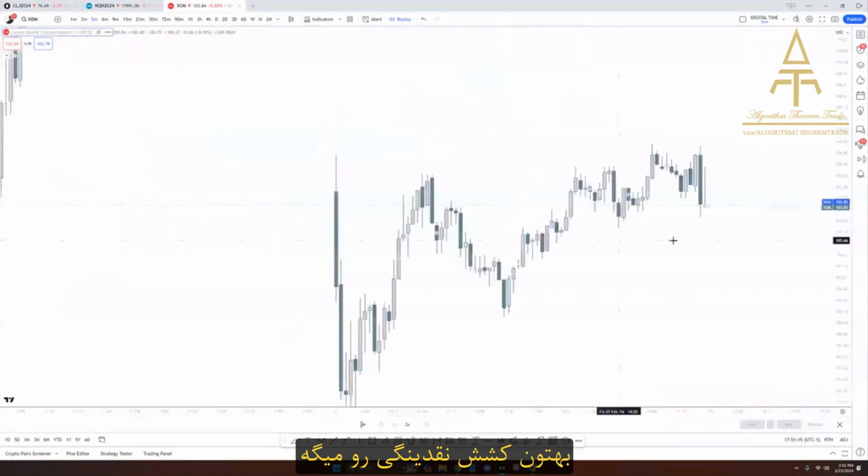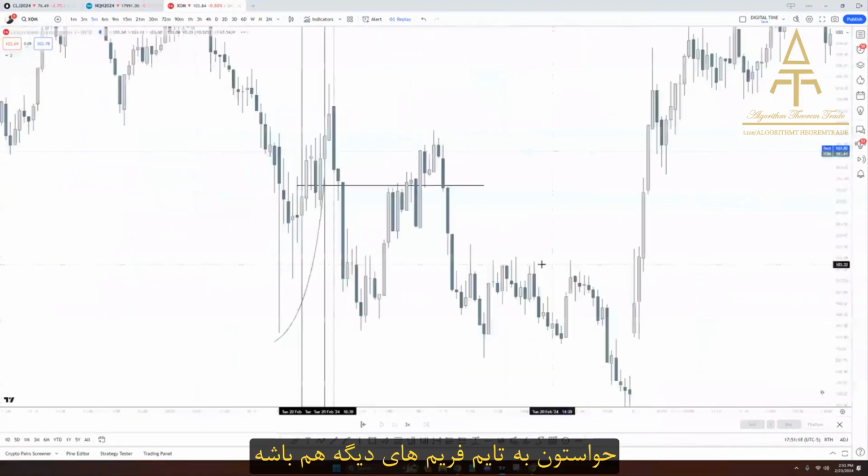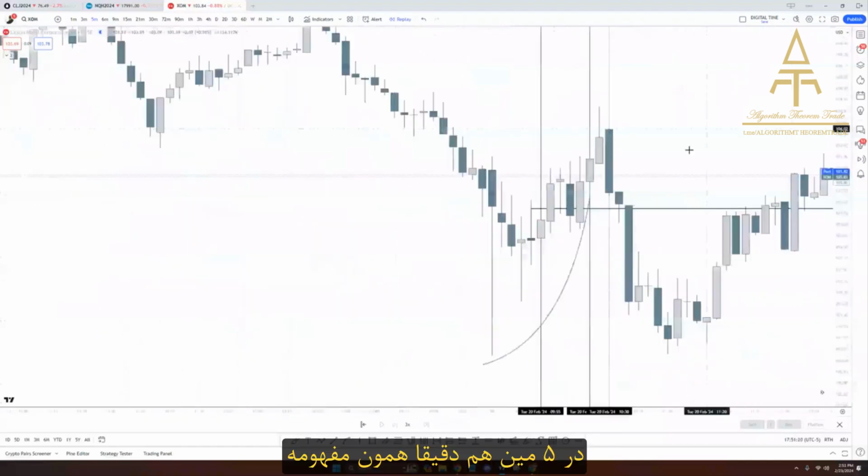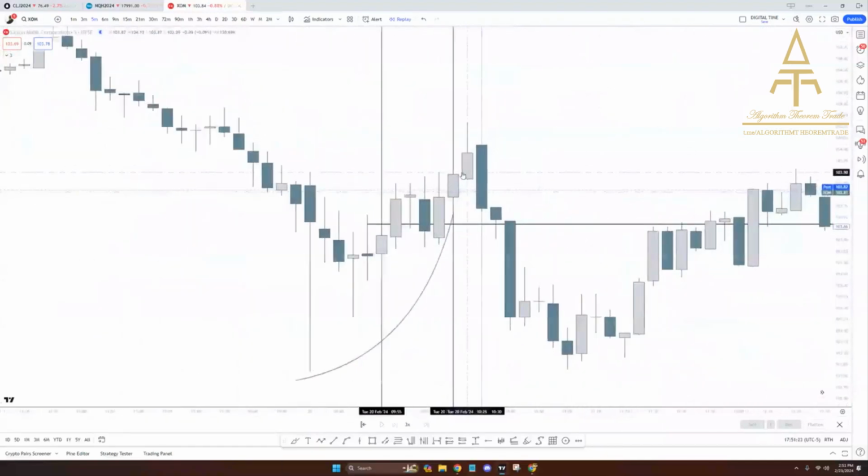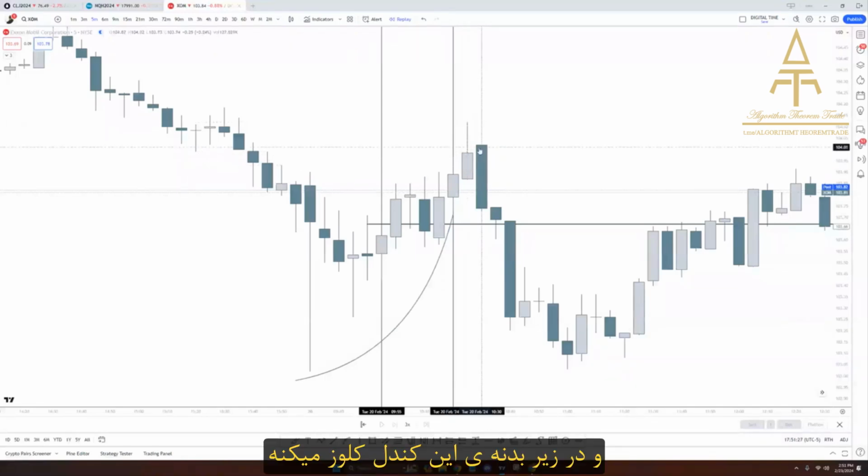You must also keep in mind other time frames. So the 5-minute, it's the same concept as we talked about. Wicked to that PD array, this next candle closed beneath the entire body of this candle. What can you expect in the next few candles?